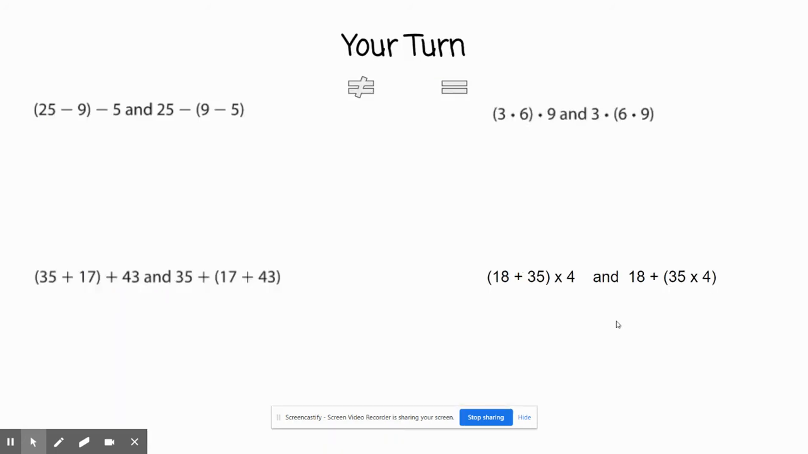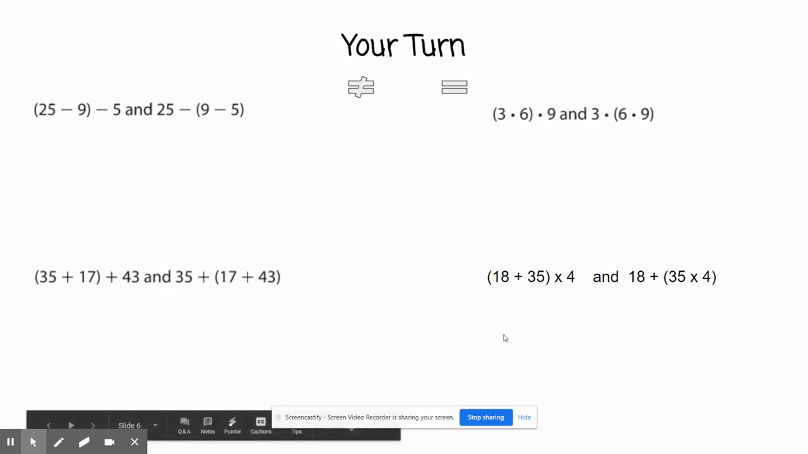So now it's your turn. We have 4 expressions here that you are going to compare with another expression to determine if they're equivalent or not. Your job is to pause the video here, decide if the expressions are equivalent or not, but you also have to have an explanation as to why you got the answer that you got. So pause the video here and go through all 4 problems and then come back and check your work. All right, nice job. Let's go ahead and see what you came up with.